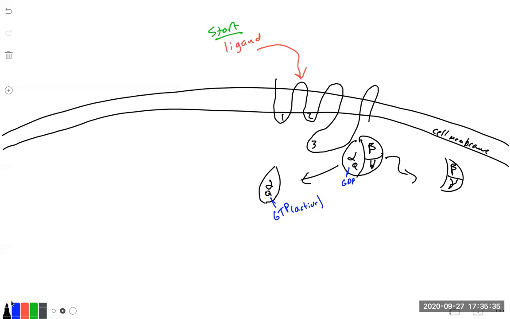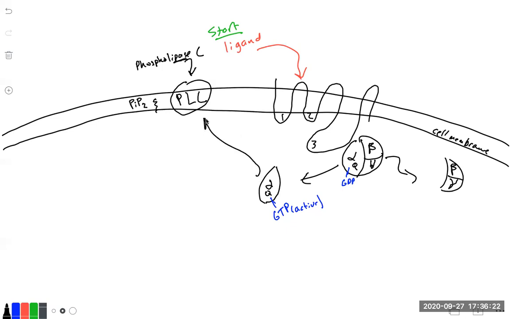So where will the Gq unit go? Well, there's a protein in our cell membrane called phospholipase C. This is an enzyme that cleaves, or lipase means to cleave, phospholipids. Well, there's a phospholipid called PIP2. And we'll draw one right there as a squiggly. So PIP2 goes to phospholipase C.